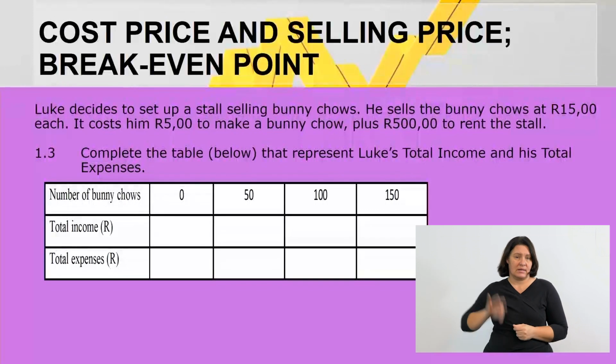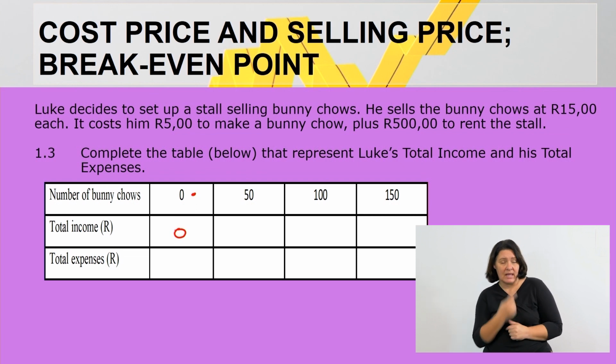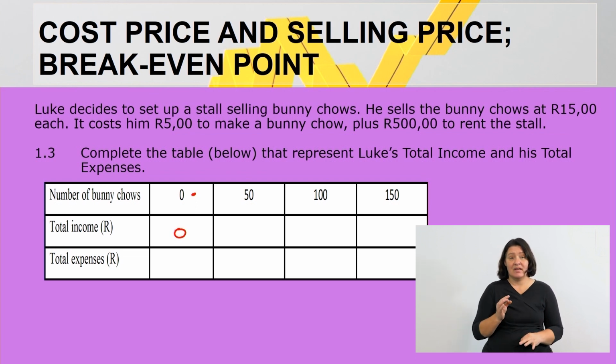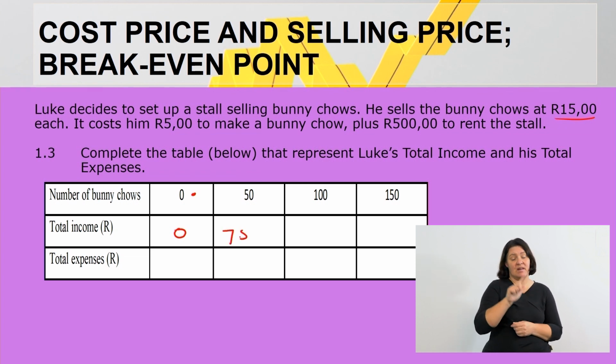So if you look at this, I'm going to start with the total income, right? So number of bunny chows, 0. So if he's not selling any bunny chows, how much will he be expected to gather from that? Obviously, that will be 0 Rand. Now, if it's no sales, there will be no income, right? So now we are saying, secondly, if he sells 50 bunny chows, remember the selling price here is 15 Rand. So therefore, what will happen? I'll say 50 multiplied by 15 Rand. So that will give me 750 Rand.